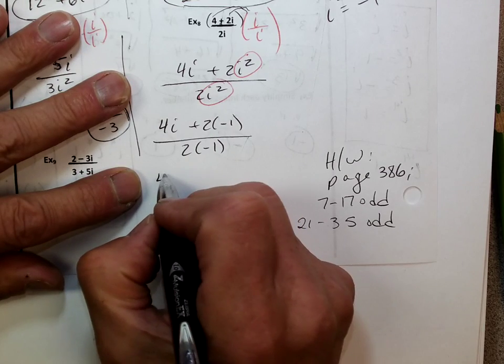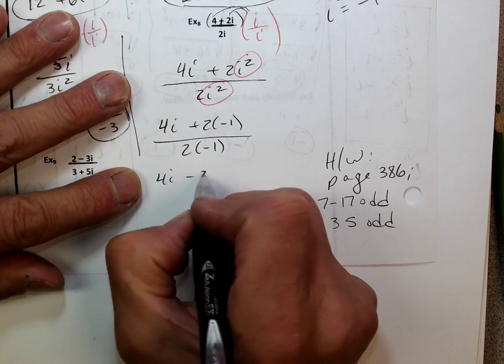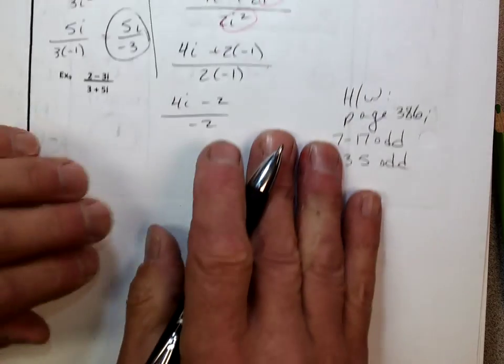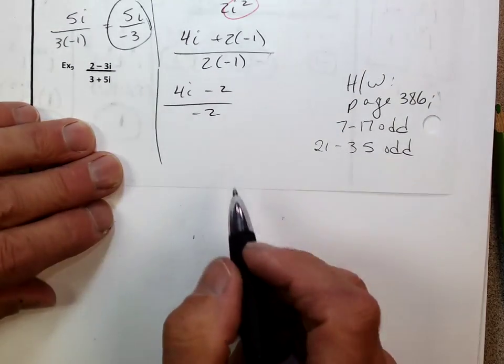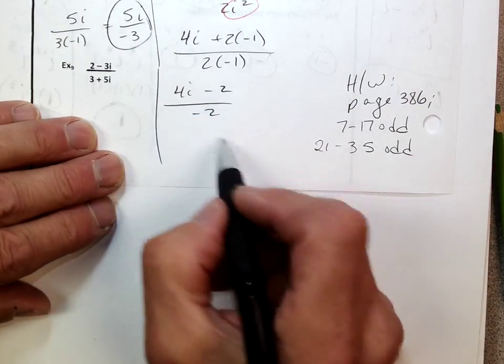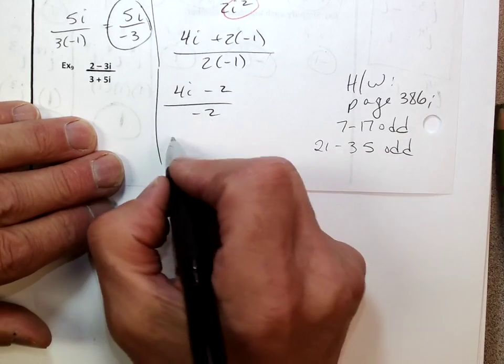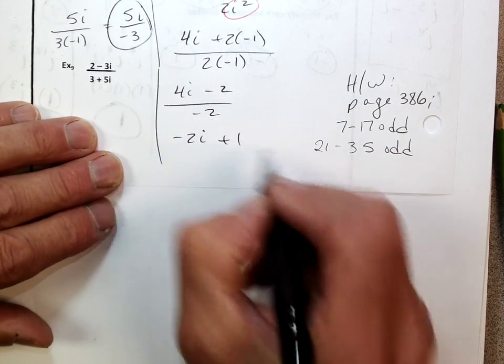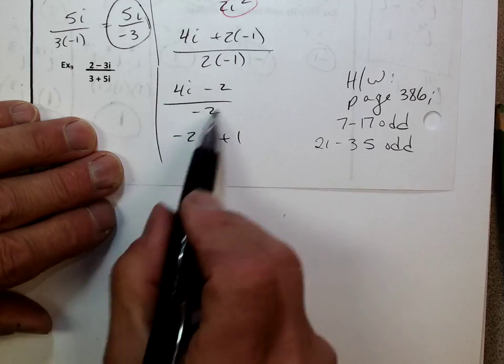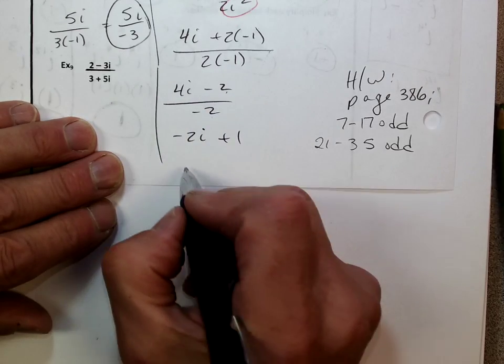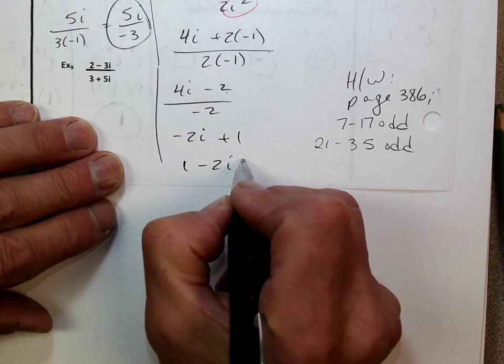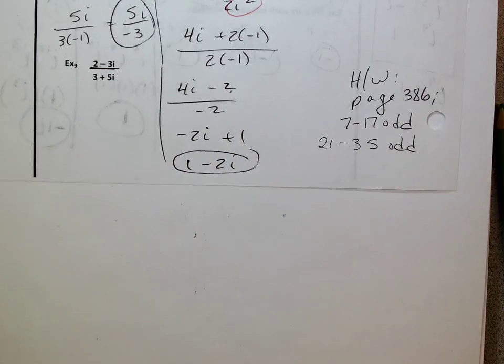So I'm going to have a 4i minus 2 over minus 2. Or now I'm going to do it to both. See how I can do it to both, Megan? A negative 2i plus 1. Do you see that? Do you see the negative 2i plus 1? Or 1 minus 2i. That's what I wanted.